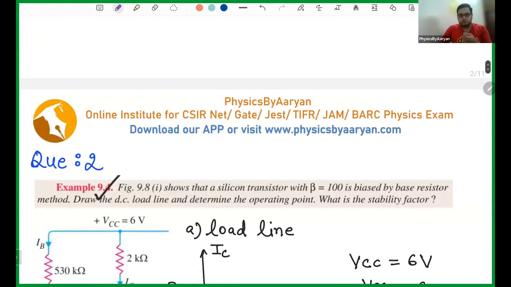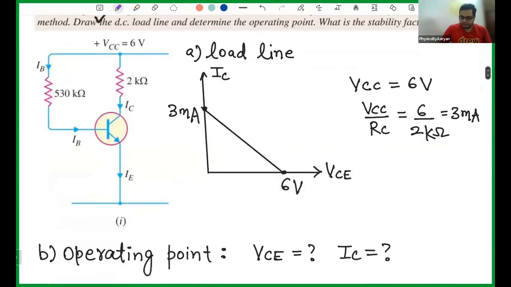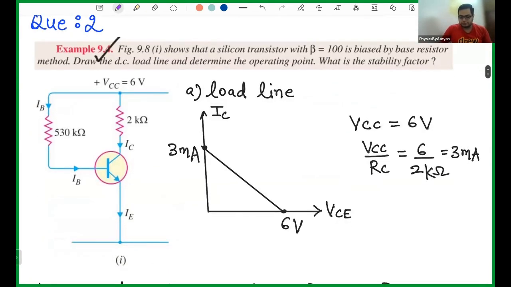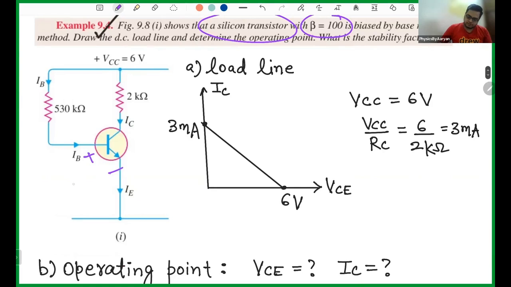Okay. Now let's do one more problem on a similar kind of question. You can clearly see that you again have a fixed bias method, or the base resistor method. Now your beta is 100. You have a silicon transistor. Silicon transistor means that your value of VBE is 0.7 volt, meaning the potential here, plus minus, is nothing but 0.7 volt.